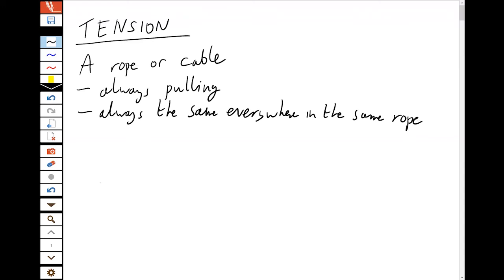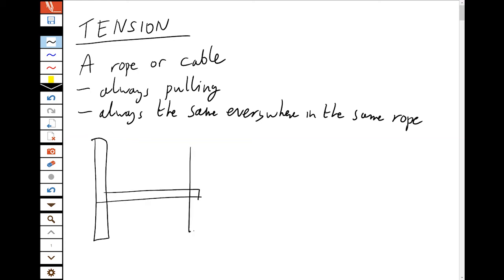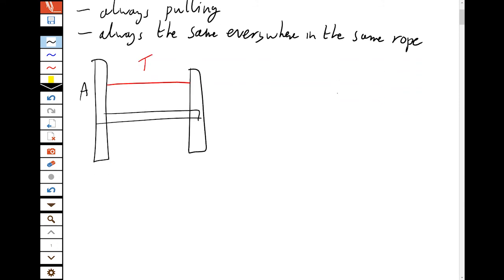Now, what does that mean? Well, it means if I have some set of beams and girders connected together, connected by a rope, there'll be some tension in that rope, and it's always pulling, and it's the same everywhere. So if I look at point A and just that beam, I'll feel the force of tension pulling to the right. But if I look at point B on the other side, it will feel the same tension pulling in the direction of the rope.